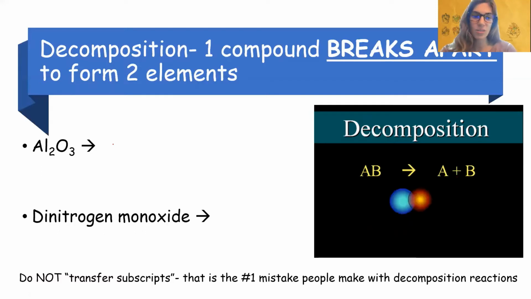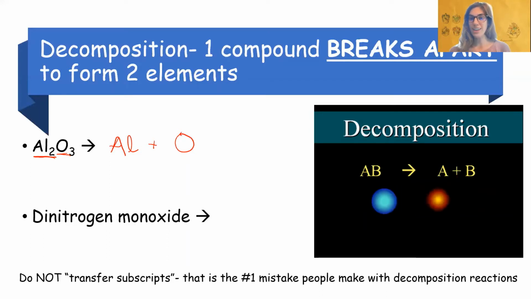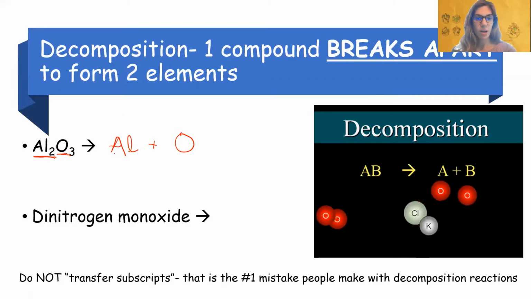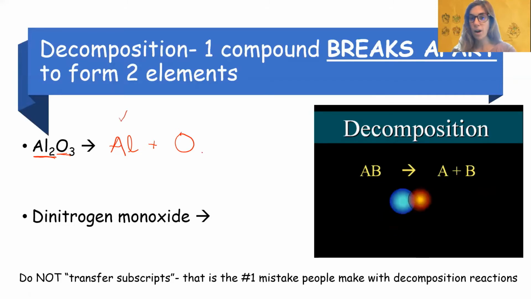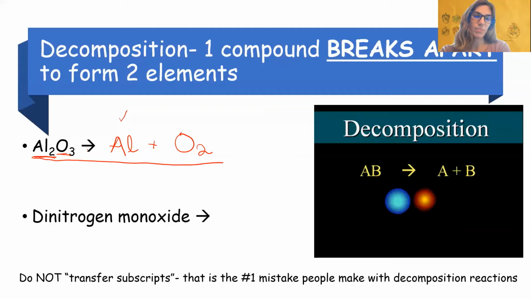So what I'm going to do is I'm just going to look at the elements, and I can see that it's aluminum and oxygen. So I'm going to write out aluminum and oxygen. Now the only other thing I need to do is ask myself, are there diatomic molecules? Aluminum is not diatomic, so we're good. But oxygen is. That means that I just need to put a 2 subscript here, and then I'm done. Well, not quite. Now I need to go back in and I just need to balance it.